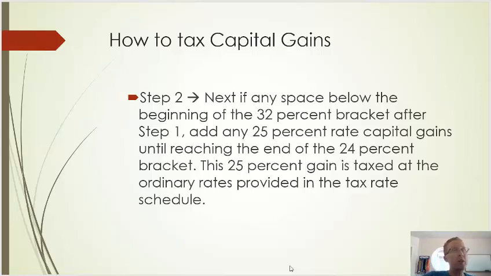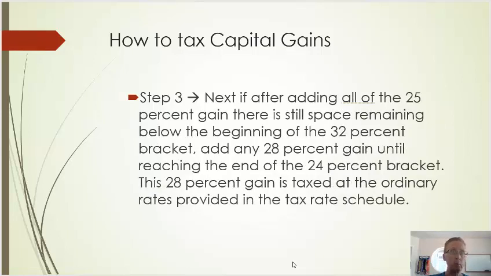And then as soon as you leave the 24% bracket and bump to the next ordinary bracket of 32, you'd stop taxing it, and whatever's left over will be taxed at a flat 25. In other words, the 25 label just means it won't be higher than 25, but if your ordinary income rate was lower, you'll get the benefit of the lower rate.